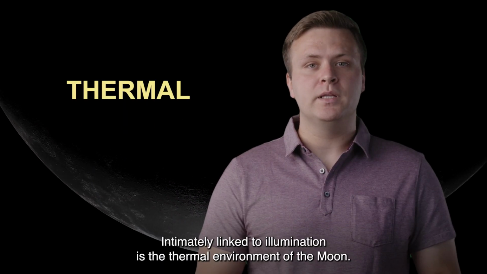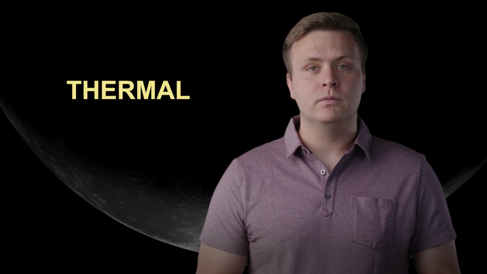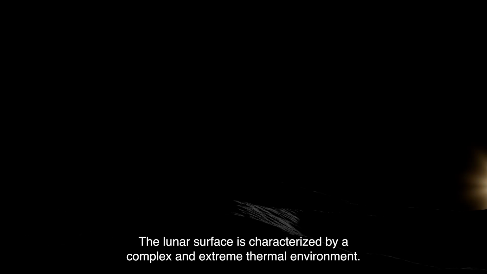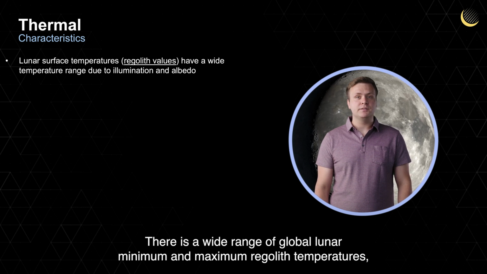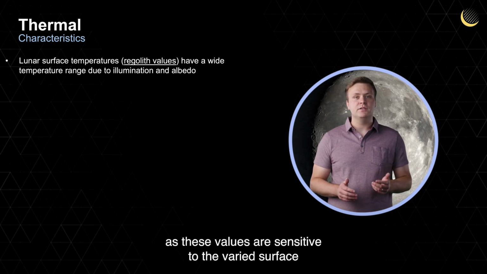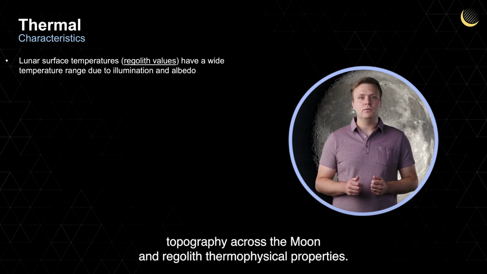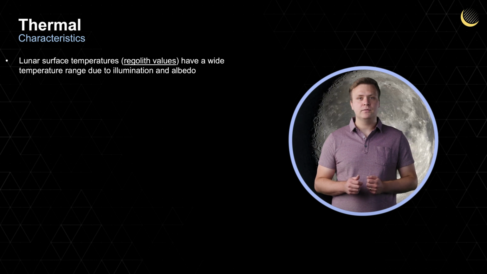Intimately linked to illumination is the thermal environment of the Moon. The lunar surface is characterized by a complex and extreme thermal environment. There is a wide range of global lunar minimum and maximum regolith temperatures, as these values are sensitive to the varied surface topography across the Moon and regolith thermophysical properties.